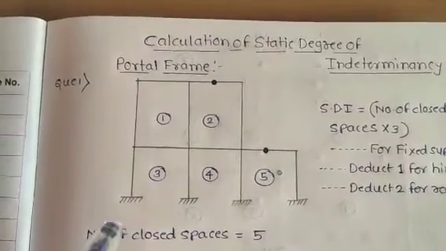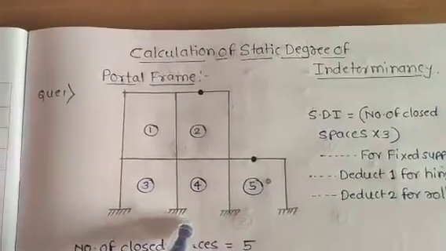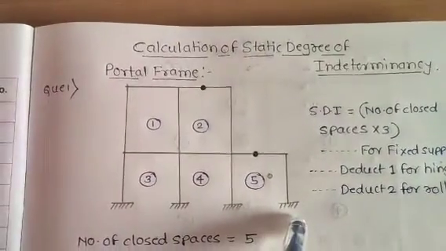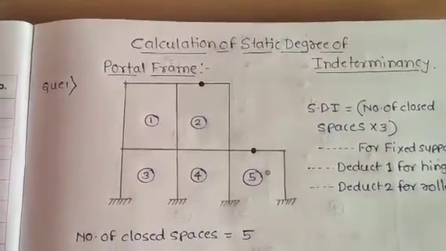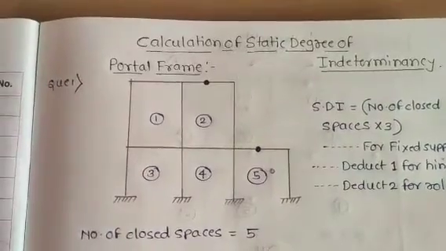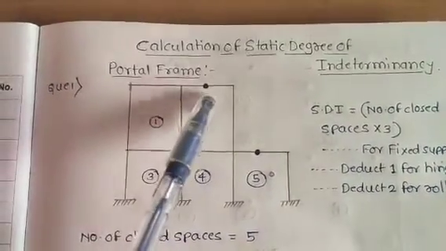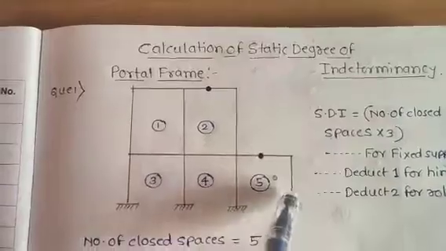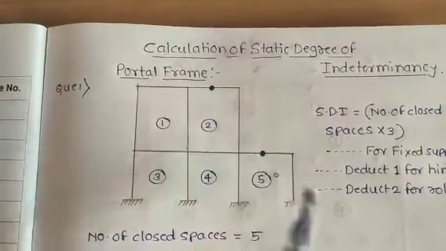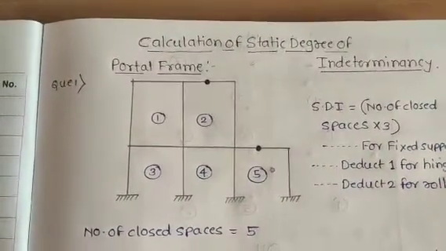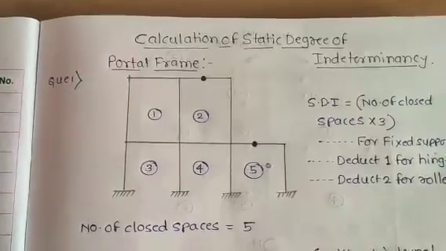And what about the supports? All 4 supports are fixed supports. In this portal frame there are 2 internal hinges.